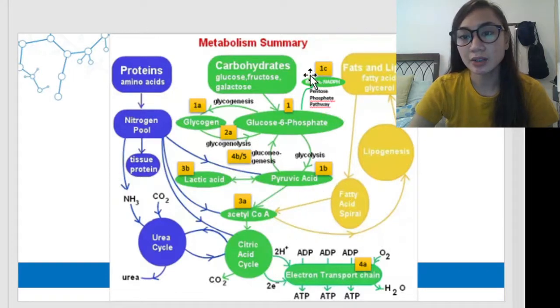So kung makikita nyo dito, tapos na-discuss na natin yung glycolysis, gluconeogenesis, glycogenolysis, and so on. And we also talked about the citric acid cycle. So, under aerobic conditions, kaya nangyayari yung citric acid cycle. And then, yung byproducts ng ating citric acid cycle, it will go to the electron transport chain.